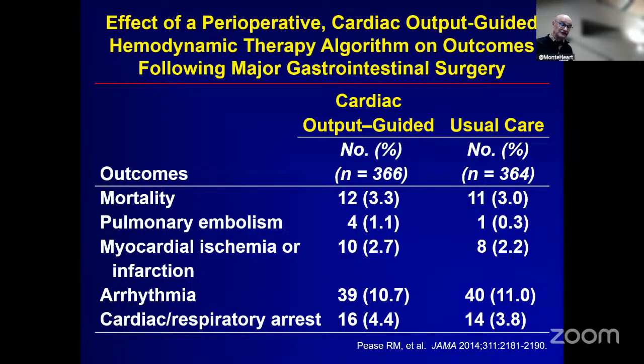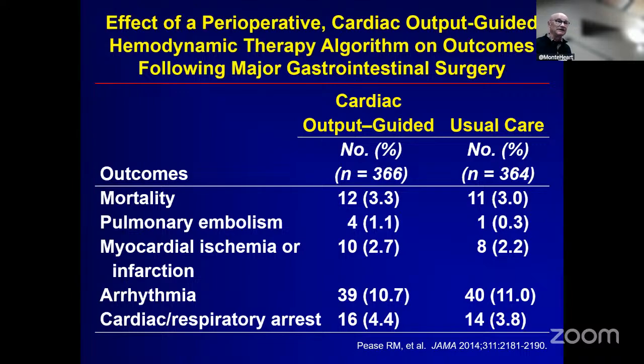This is a randomized trial, beautiful study, 750 patients having big surgery, randomizing patients to get a PA line or not, and there was no effect on mortality. There were a few pulmonary emboli if you got a PA line. Basically, a PA line can be useful for helping you understand hemodynamic status in an uncertain moment.